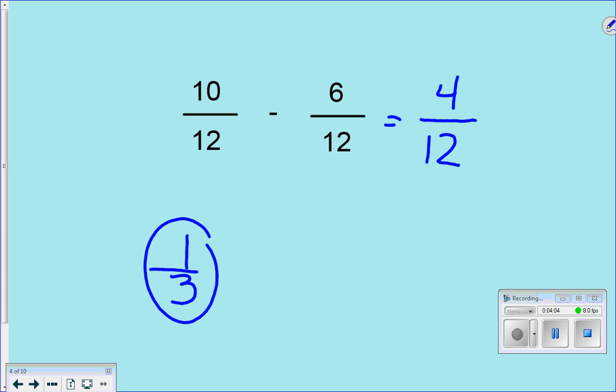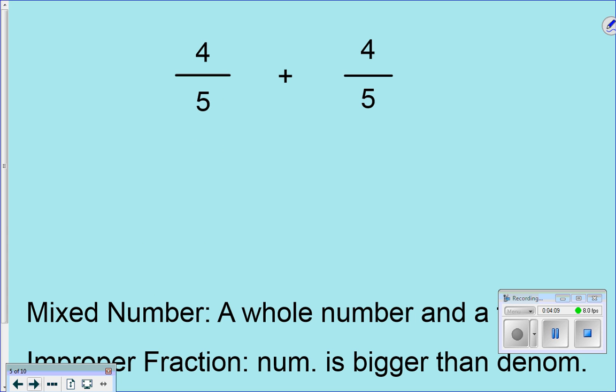Pretty simple, right? I feel like, but that's all right. All right, so let's add this one.